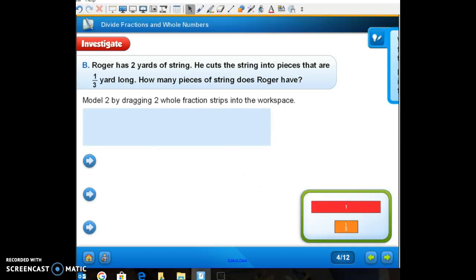Here's another investigate. This is B on page 339. Roger has 2 yards of string. He cuts the string into pieces that are 1/3 yard long. How many pieces of string does Roger have? So you should take your fraction strips labeled with a 1, that would be 1 whole, and put them together. Now he's going to cut it into 1/3 pieces. So take your thirds and lay them under there. How many thirds should we have to put under here? 6. Very good. Even my board is behaving pretty good.